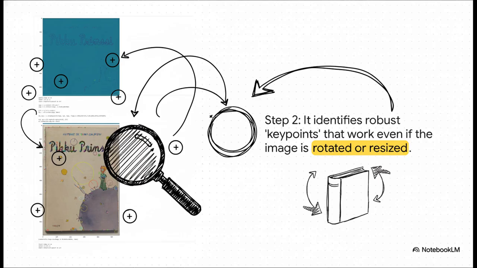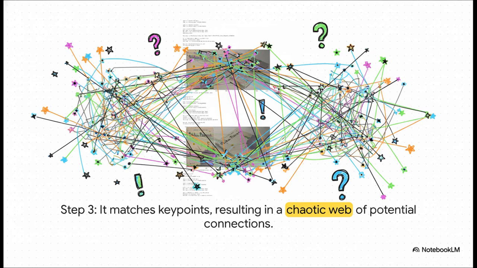So for step 2, we bring in a more powerful algorithm to identify what we call keypoints. And what's so brilliant about this step is that it creates a unique digital fingerprint for the area around each keypoint. That fingerprint is the secret sauce. It's what lets the computer recognize that point again, even if the book is bigger or smaller or tilted in the other photo.